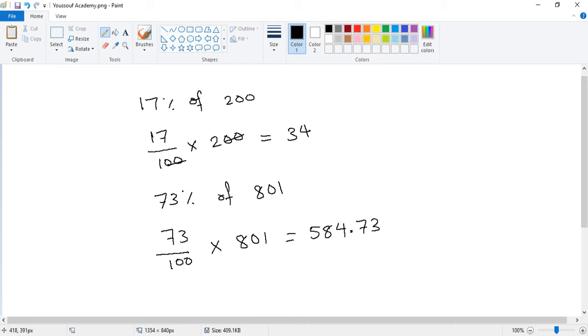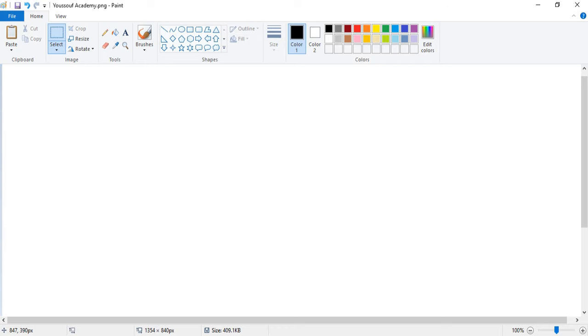584.73. This is 73% of 801, and the job is done. This is if we are trying to use the calculator. Percentage, we said the relation between percentage and fraction and decimal.